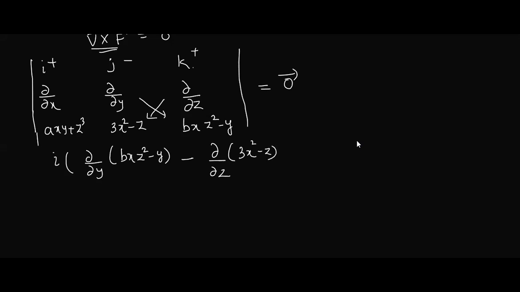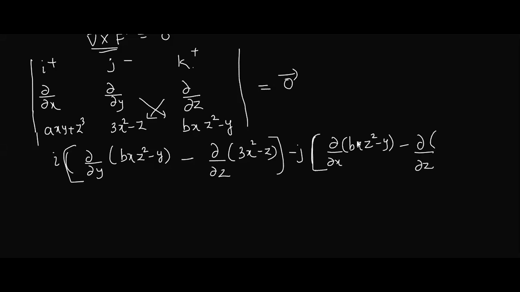3x square minus z, yes. Minus j into, let me take it in a square bracket. Minus j into, del by del x operating on bxz square minus y, minus del by del z operating on what term? This term, axy plus z cube. Very good.